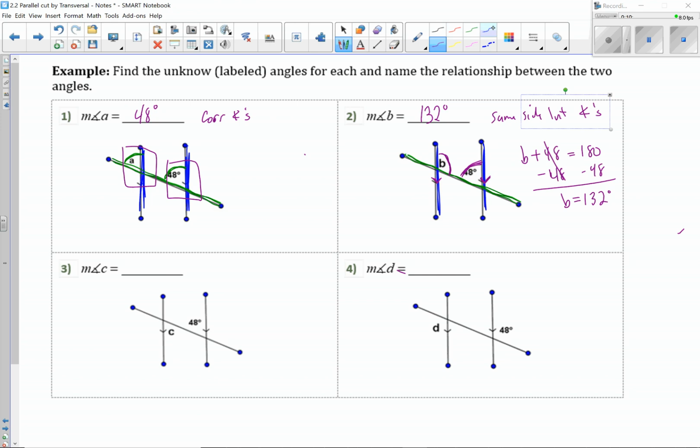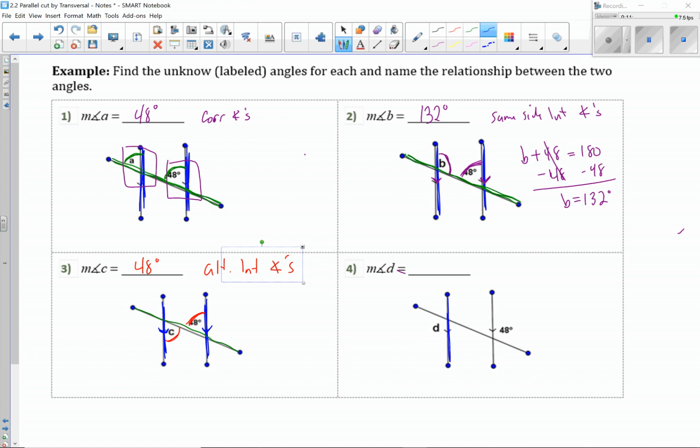All right, example 3. Again, here are my little parallel line symbols. So I've got 1 and 2 parallel lines, and a third one intersecting. I look at my information. I've got this angle and this angle. They're on opposite sides of the transversal, and they're both between the parallel lines. So this is going to be alternate interior angles, I'm just abbreviating that statement. Therefore, they're going to be congruent to each other. So angle C is also 48 degrees.